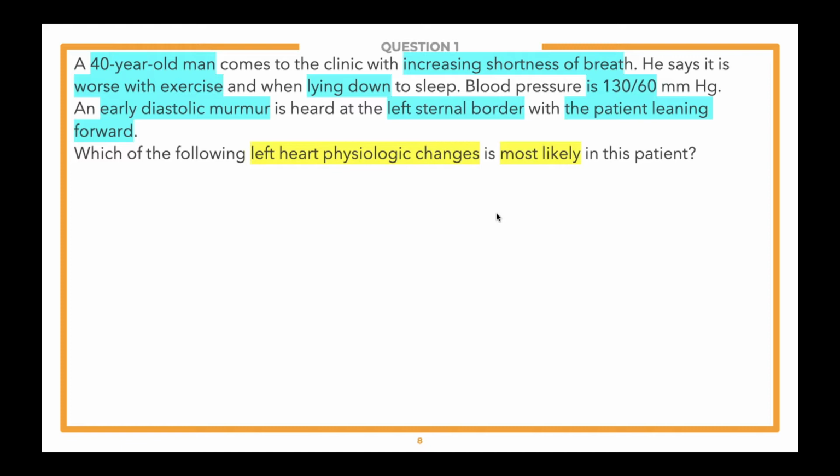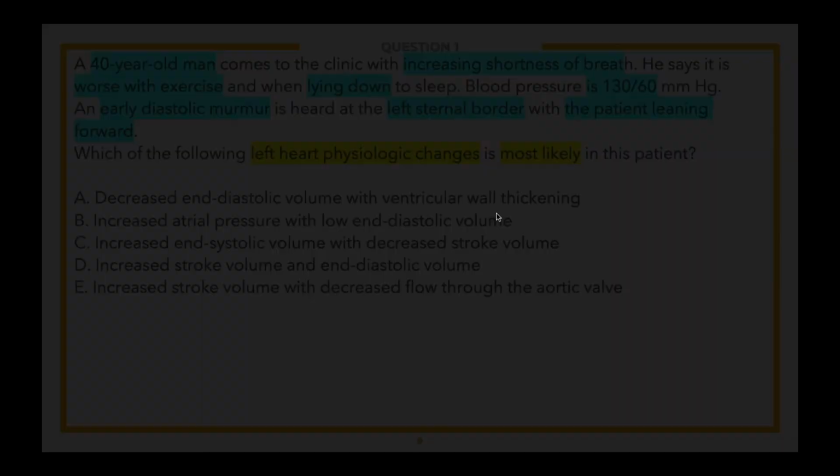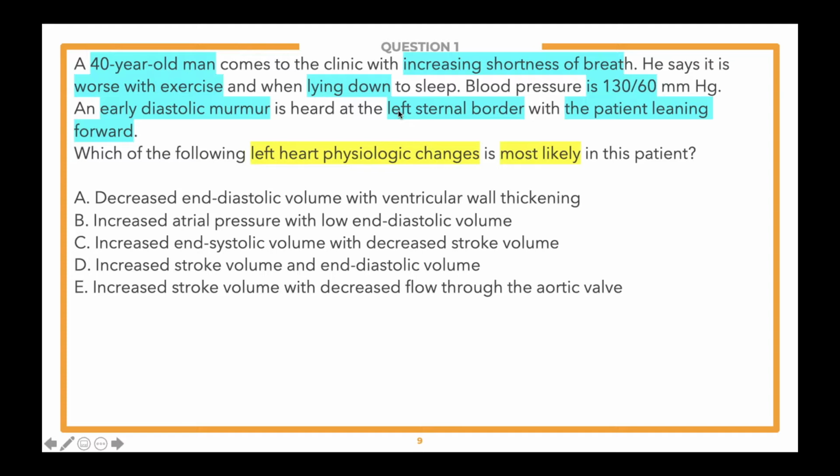I think one, we've got to figure out what is going on in this patient, what's the diagnosis, the condition, and then two, what would we see changed physiologically in the left heart in that condition? So I think we've got a nice two-step question here. So let's go ahead and take a look at those answer choices. And what we have here are five answer choices.